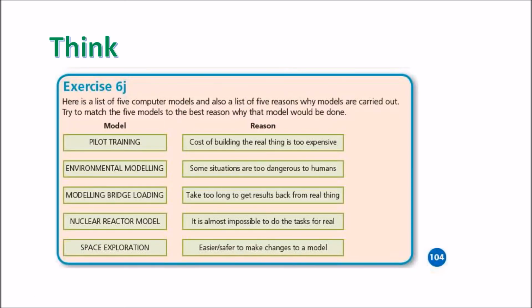Finally, we can find exercise 6G in our books at page 104. It's about matching the model with the reason why it is used in computer modeling. Now think about it, solve it, and send it to me as homework. It is your assignment for today.